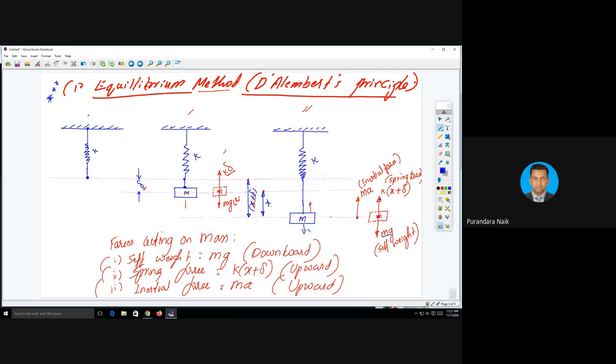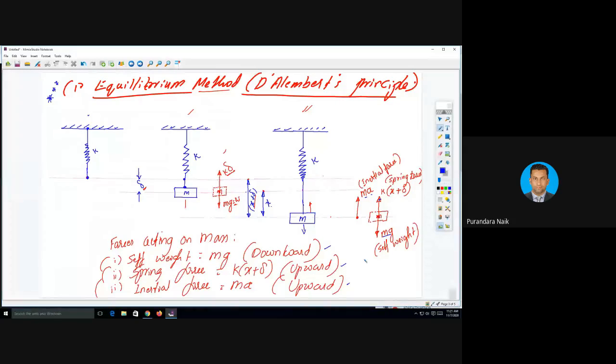Then the third force: if you apply a force in the downward direction and leave it, what happens? The body tries to move in the upward direction with acceleration. If there is an acceleration, then there will be an inertial force. The inertial force is nothing but m into a, mass of the body into a. That is also in the upward direction, because the body is trying to move upward. So there are three different forces: one is self weight, downward; second is spring force, upward; third is inertial force, upward.